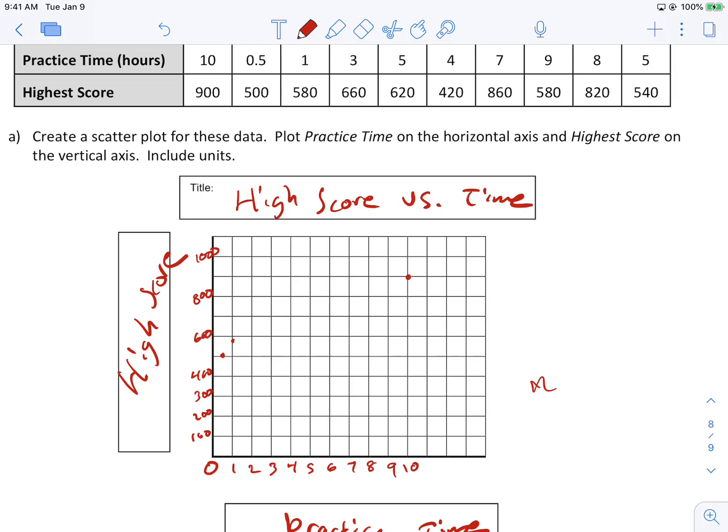3, they got 660. Where's 3 here? 660. Perfect. 5, they got 620. 5, 620. 4, they got 420. 7, they got 860. 9, 580. 8 is 820. And 5 is 540. Okay, so there's our data. Looks okay to me.